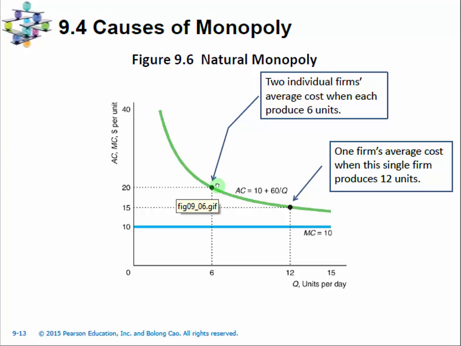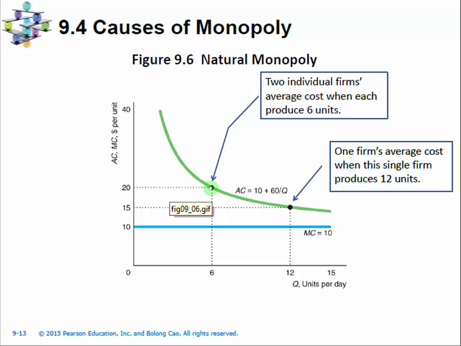So let's start with two firms in the market. Each firm will pay this $60 to produce, and then to produce 6 units, the average cost will be 10 plus 60 divided by 6, $20. And this $20 is the same for the two firms, each firm producing 6 units. So when the two firms provide 12 units in total into the market, their average cost is $20 for each unit.